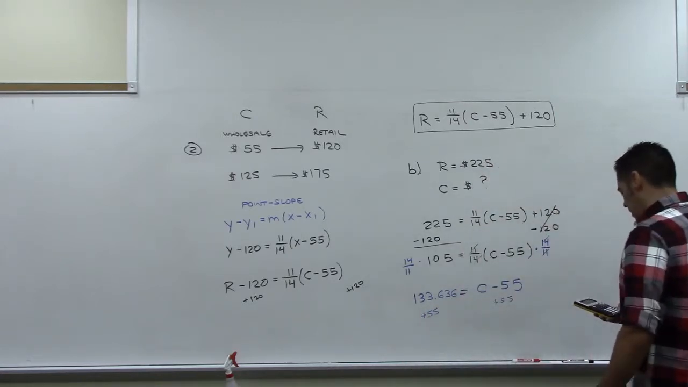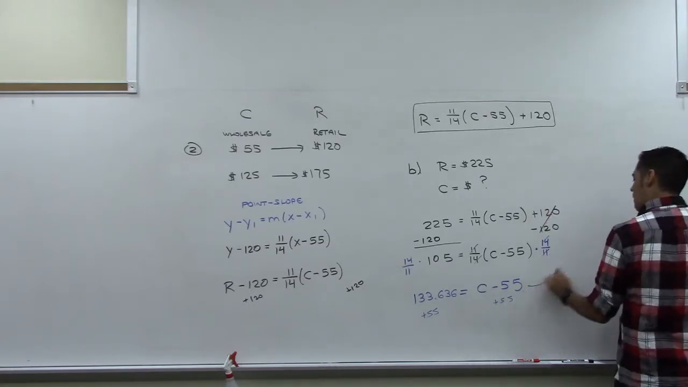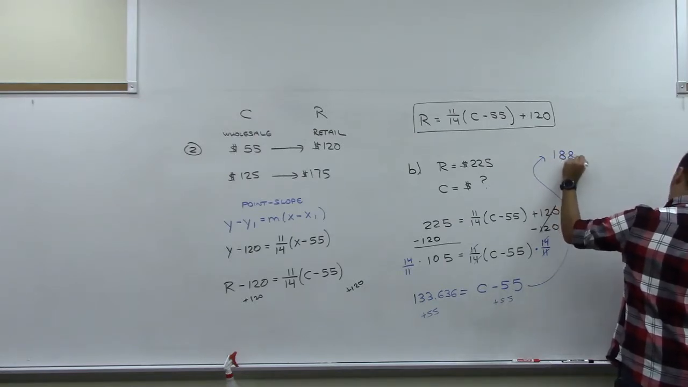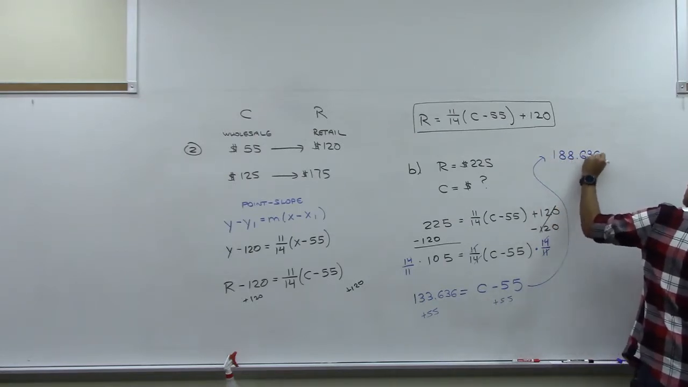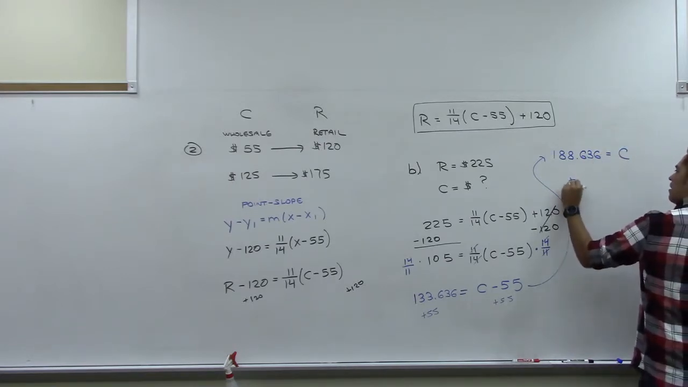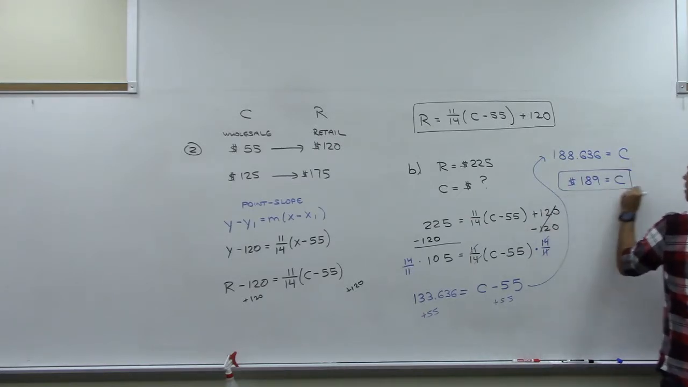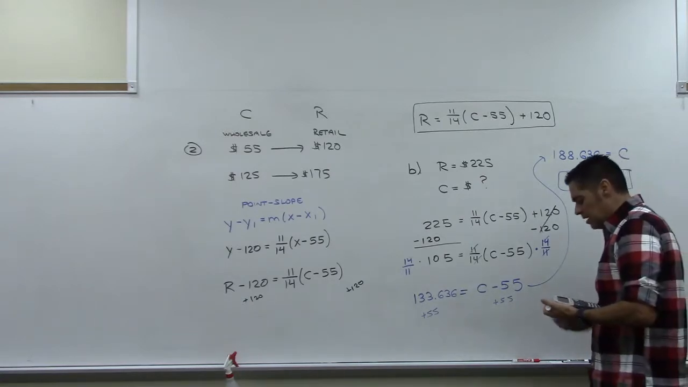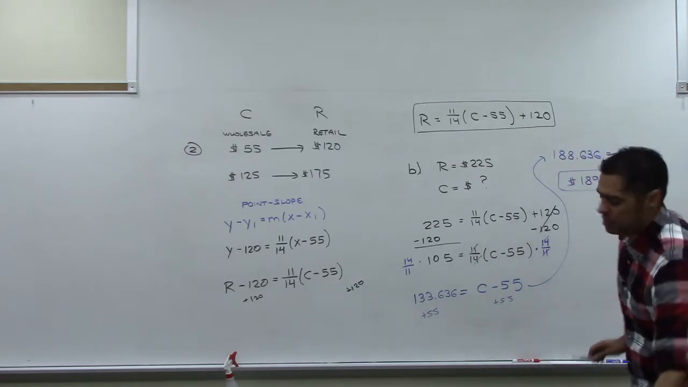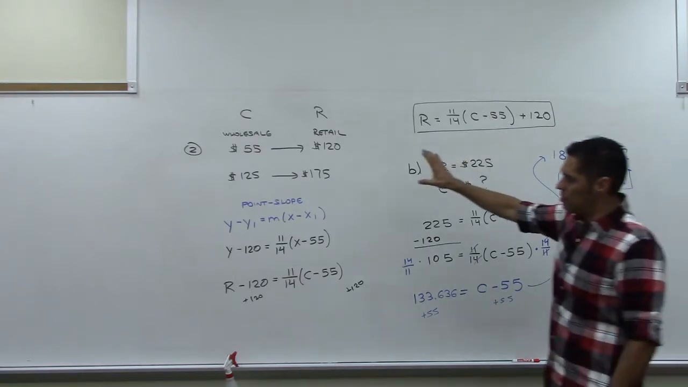So plus 55, and that's 186. So what we get on the left side is 188.636 equals C. And if I round that to the nearest dollar, it's going to be about $189. So if the drug is going to retail for $225, then that means that the wholesale cost of that drug was $189, if we are using this as our linear model.